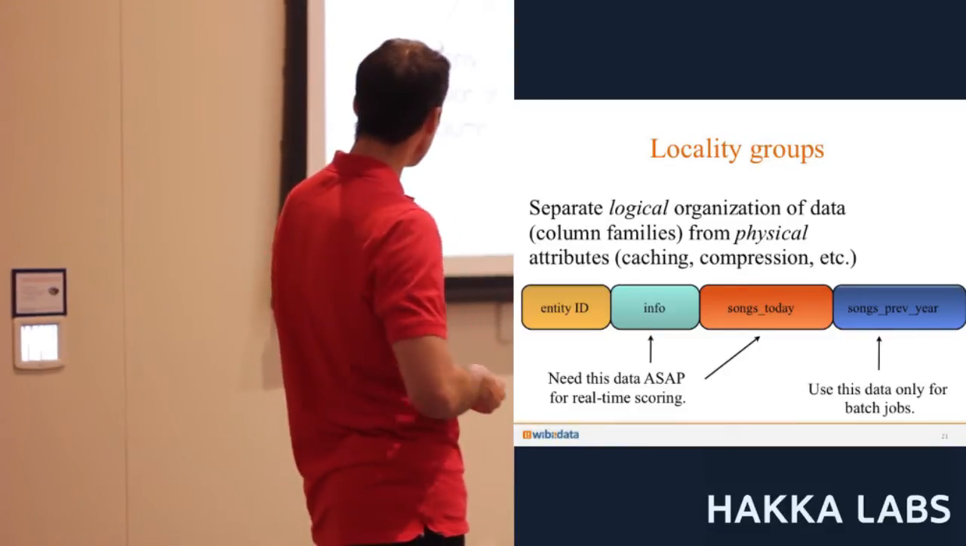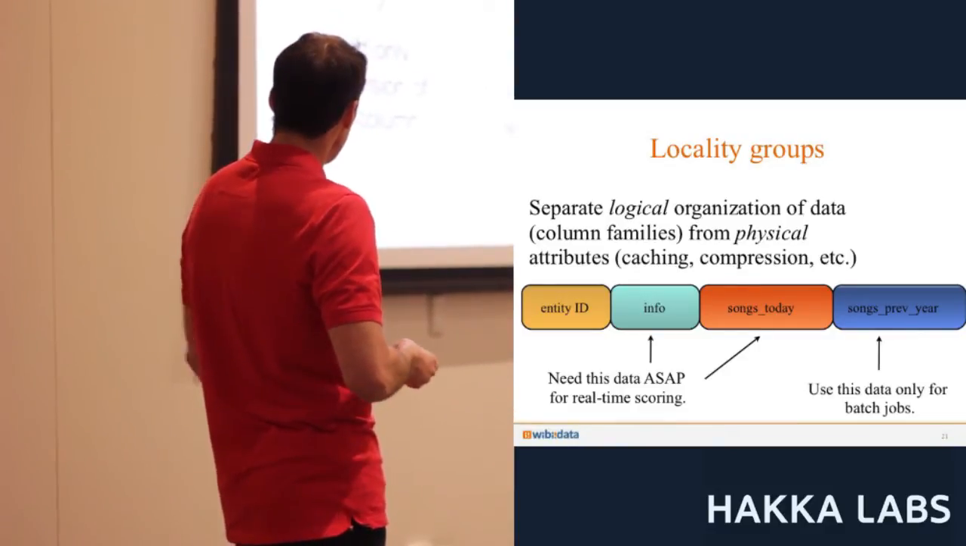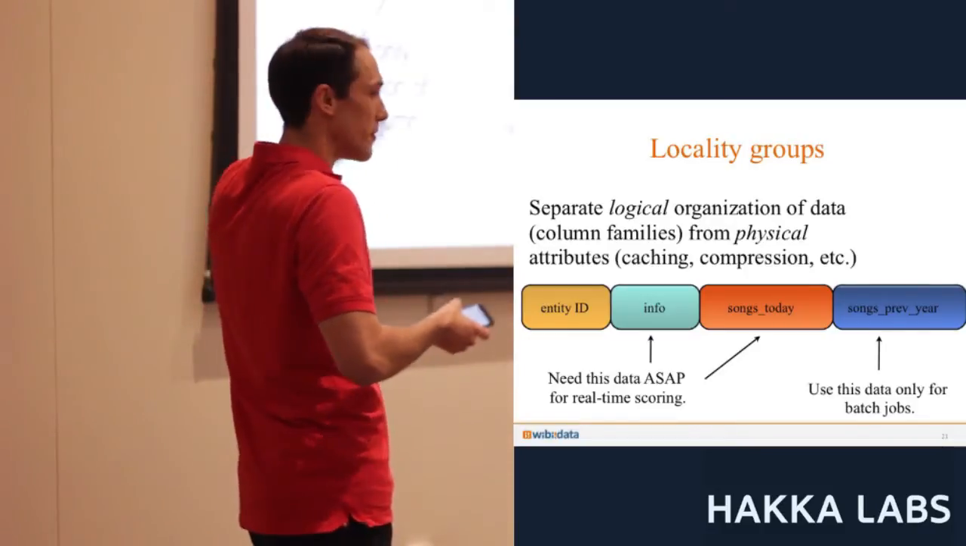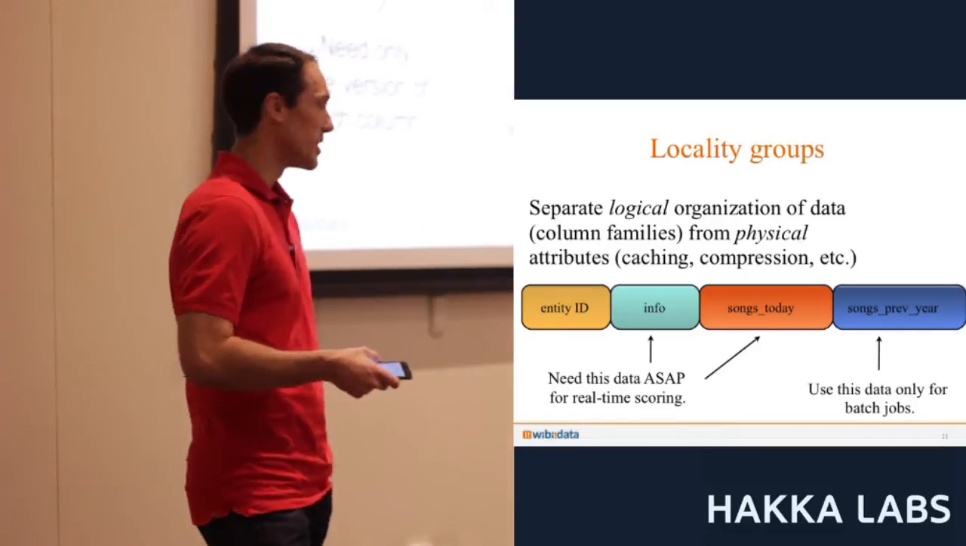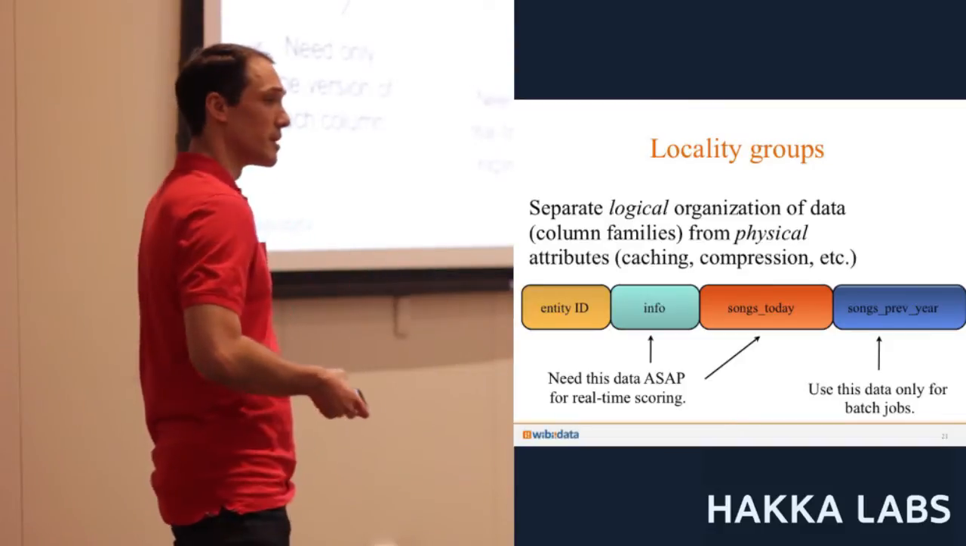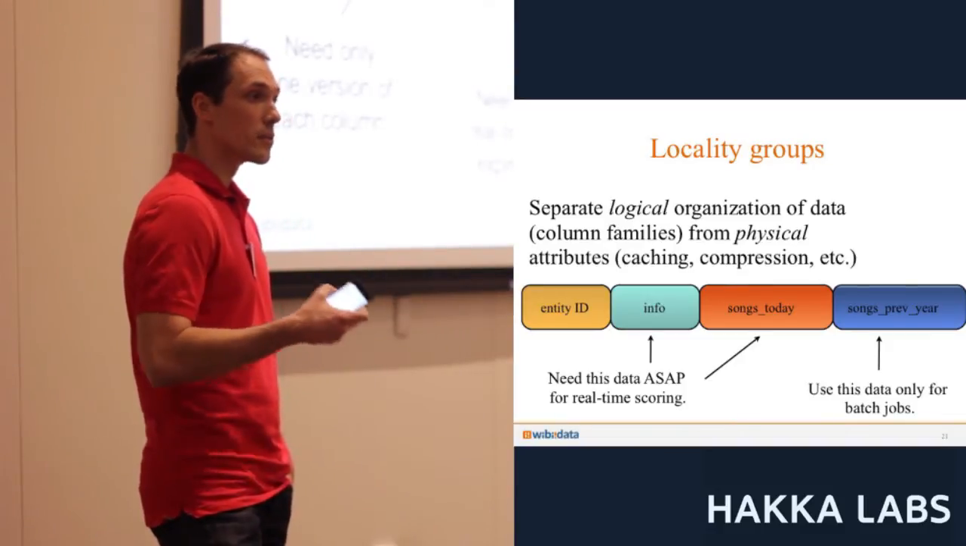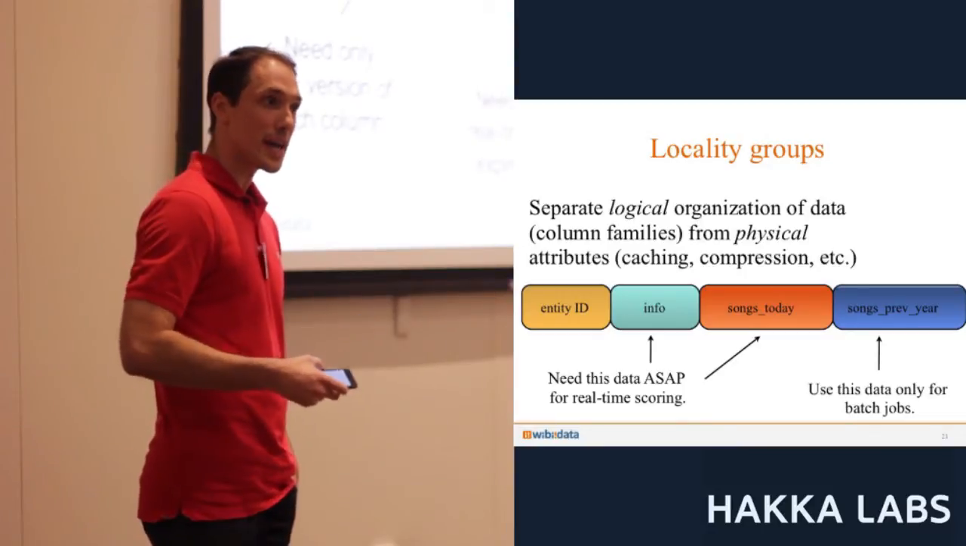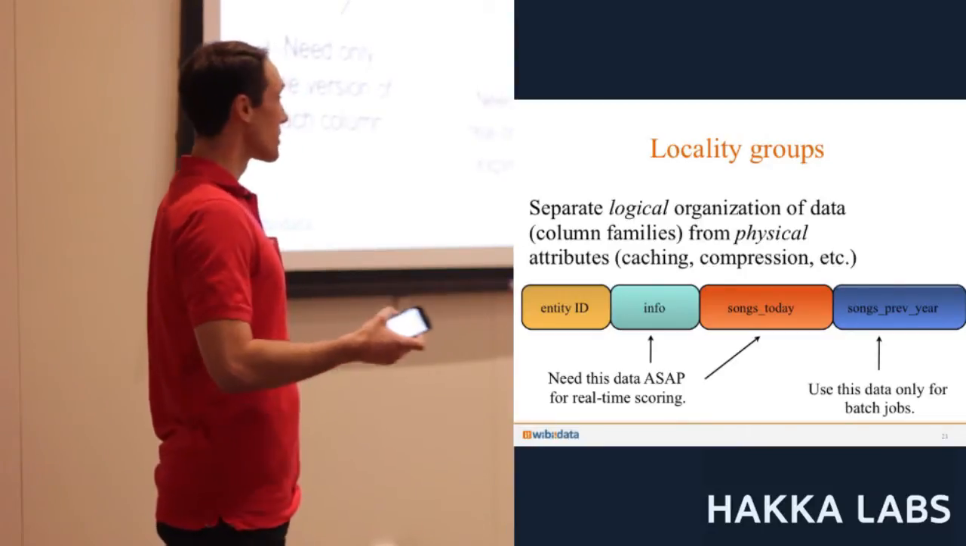And then we still have the structured information. So the structured information, probably we only need one version of this column. Access speed might not be a big issue. The songs we've listened to today, if we're using these for real-time scoring, this kind of data we want access to really quickly, you might want to cache it. And it also expires really quickly.